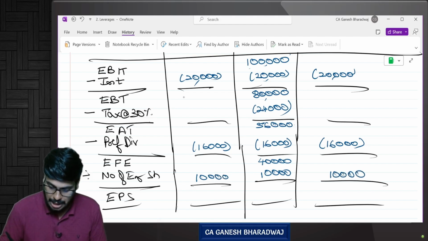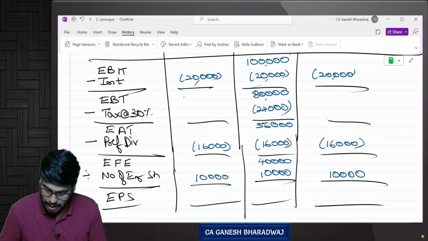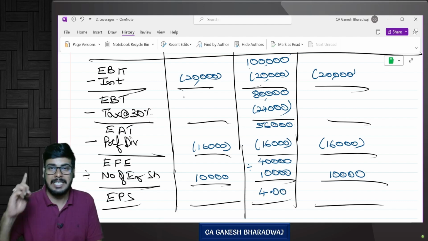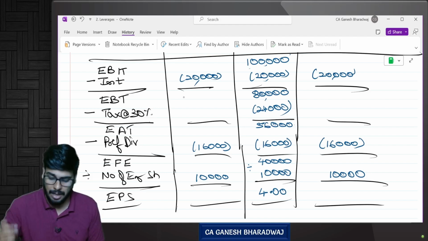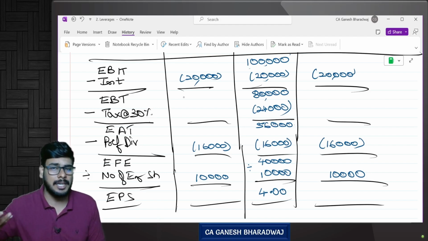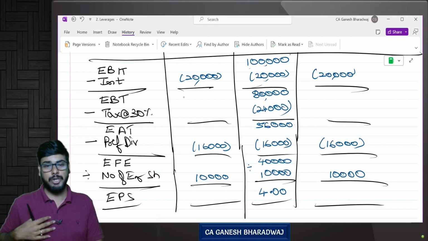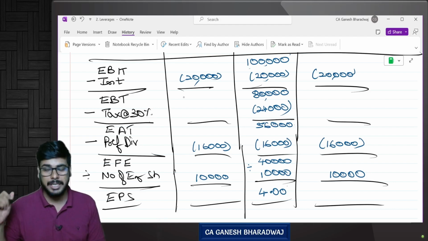Are you clear with this? So now you need to divide this. 40,000 divided by 10,000. The earnings per share is going to be 4.00. That is, every share earns rupees 4 of profit. That is the earnings available to equity shareholders divided by the number of equity shares. This gives you 4 rupees.